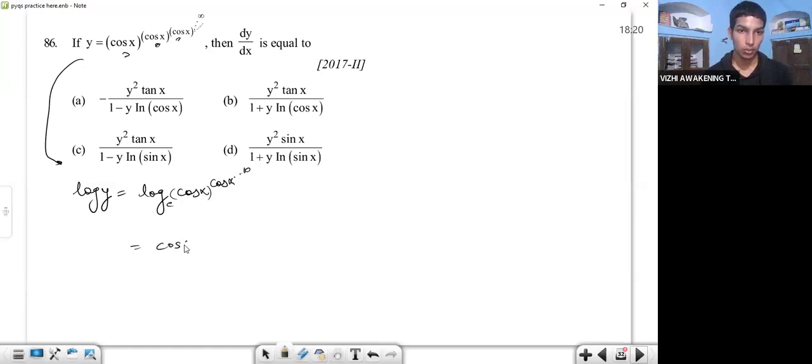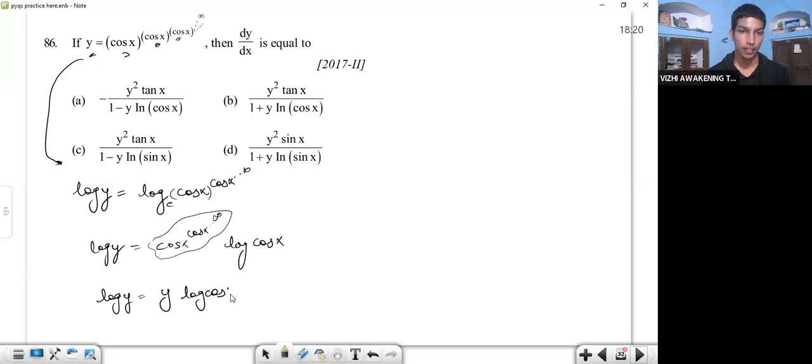This is a property. So it is cos x raised to the cos x infinity into logarithm of cos x. Now if we understand, this is the same as the given function y. So logarithm of y is equal to y into logarithm of cos of x. Simple. So let's differentiate it. On differentiation, 1 by y into the derivative of y, which is dy by dx. We are representing it as y dash.